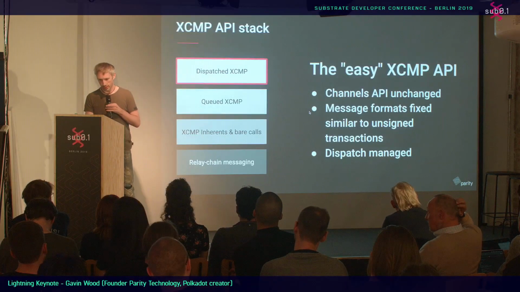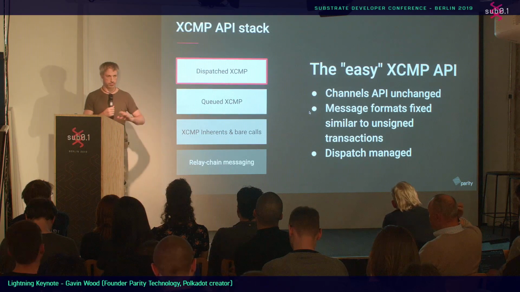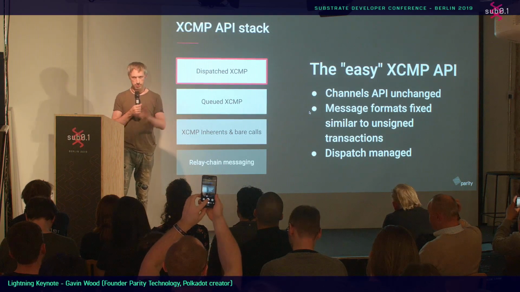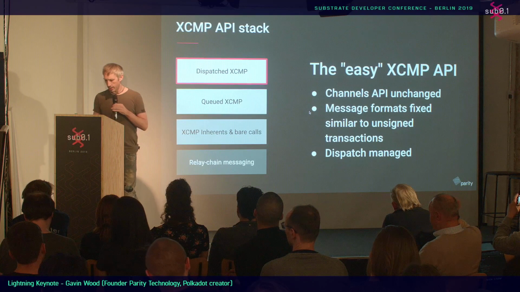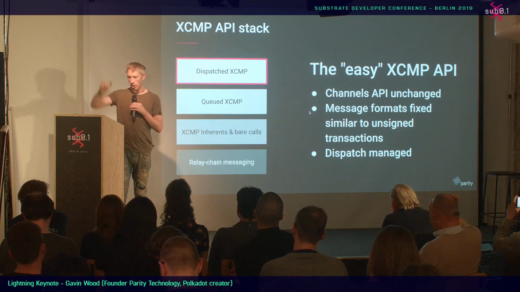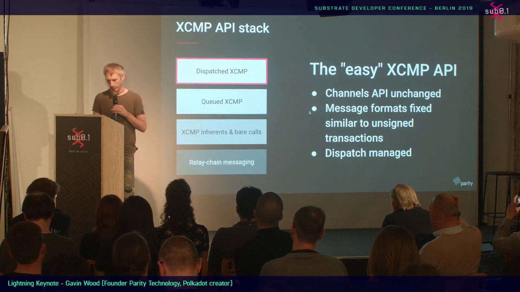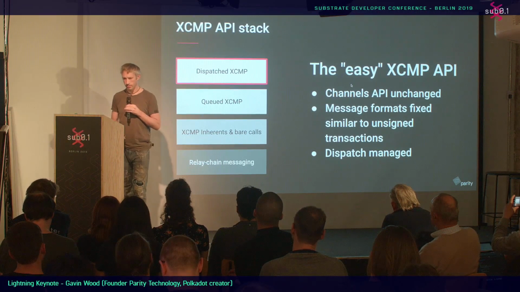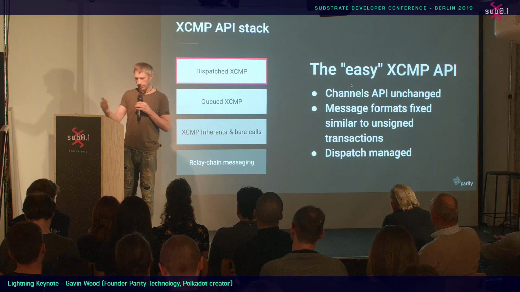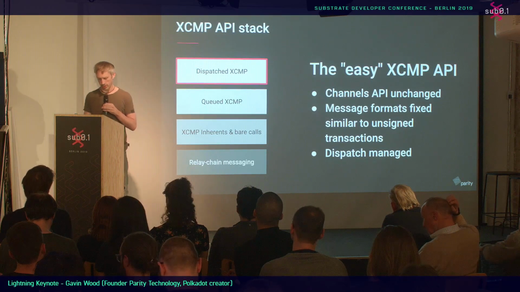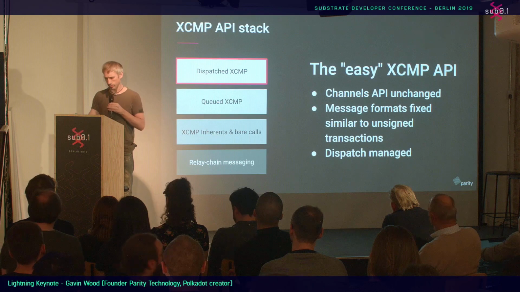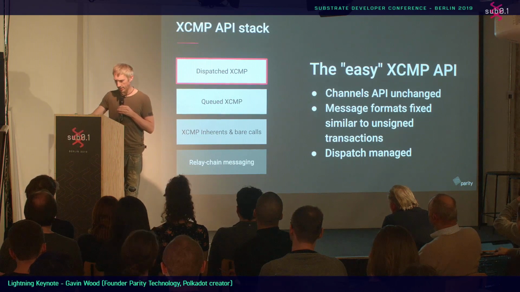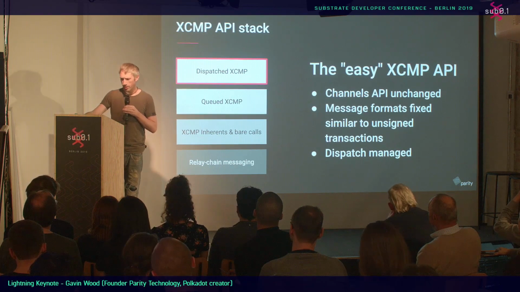Okay, so that's the main cross-chain message passing XCMP API. That's how it looks. There's a layer on top, dispatched XCMP. I just want to give you a vague idea about the sort of thing that we might be doing in order to make it a bit easier. With this API, the channels remain the same, but the main thing is that the message format is fixed.